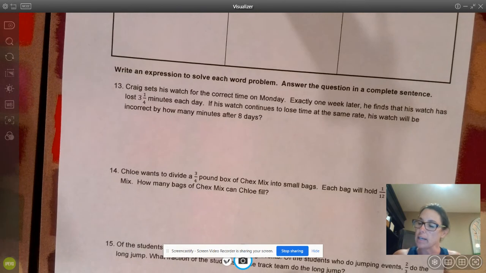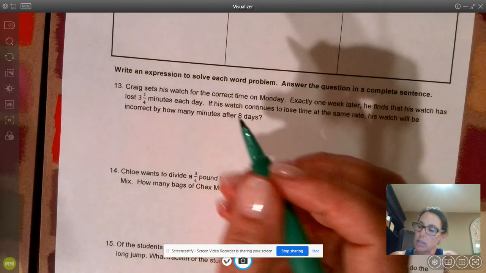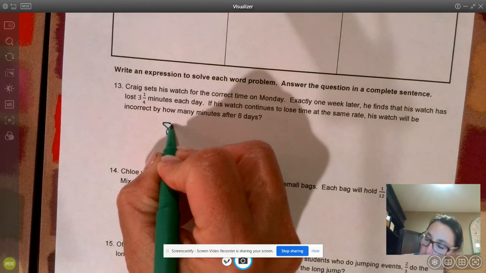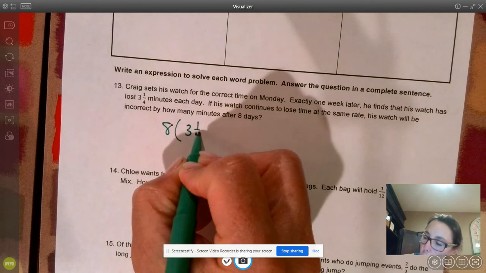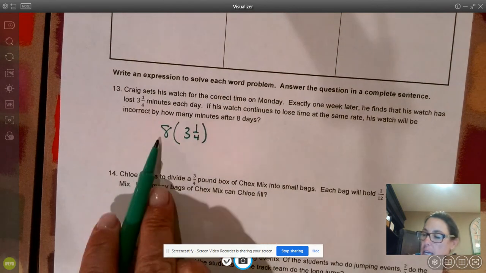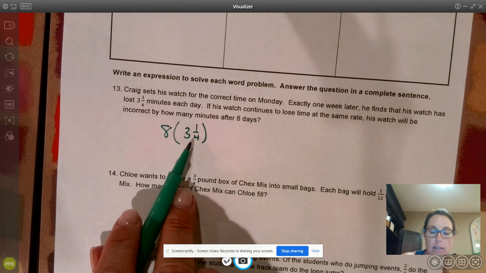All right, it says write an expression to solve each word problem, answer the question in a complete sentence. Craig sets his watch for the correct time on Monday. Exactly 1 week later, he finds that his watch has lost 3¼ minutes each day. If his watch continues to lose time at that rate, his watch will be incorrect by how many minutes after 8 days? Okay, so it's very important to understand we need to find 8 groups of that 3¼ minutes that happen per day. So 8 days times what happens each day is what we're looking at.